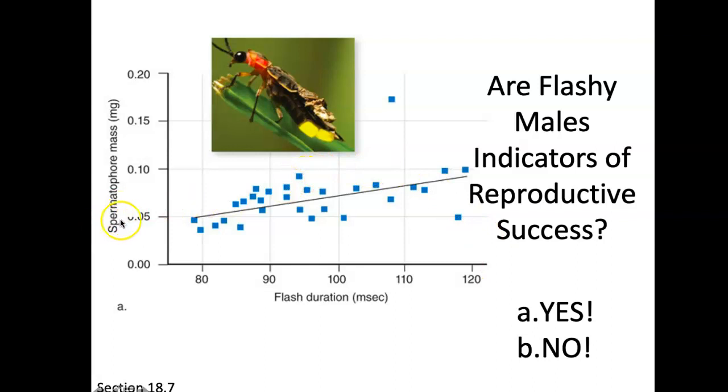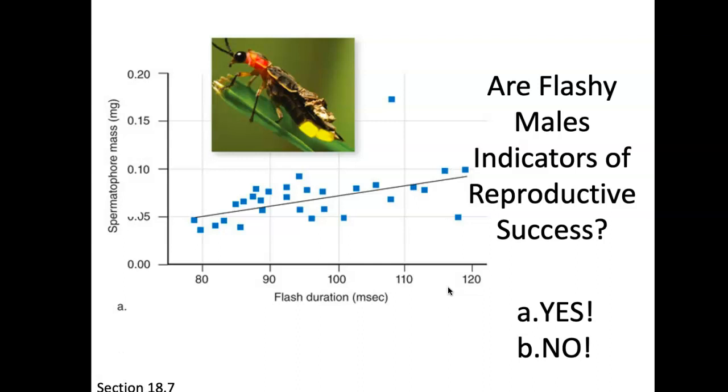So they took that little packet, and that packet is called a spermatophore. So it has sperm in it, spermatophore. So the spermatophore could be bigger or smaller, and this is the mass of that. And along with the size of that packet, the bigger gift, comes also a duration of your flash in milliseconds. So for how long you can actually flash.